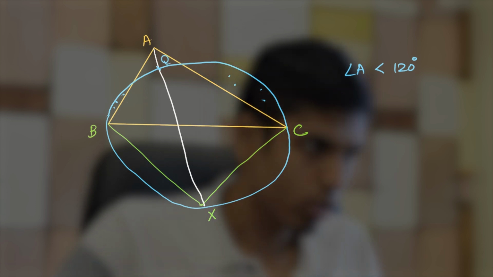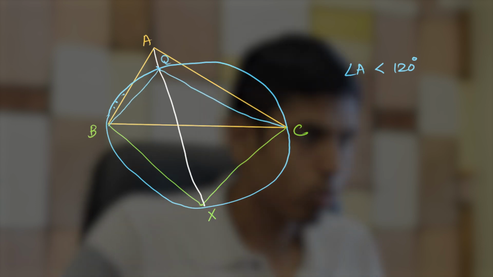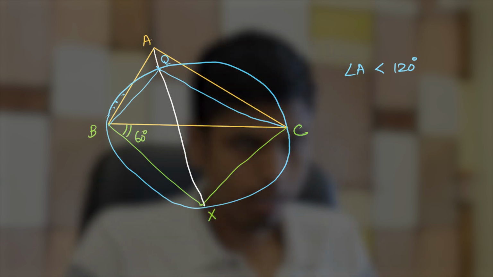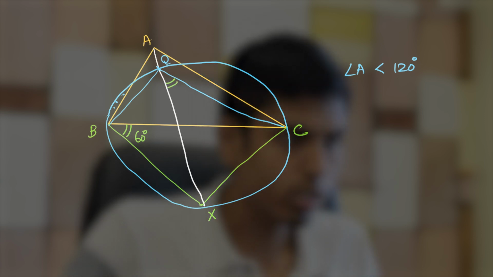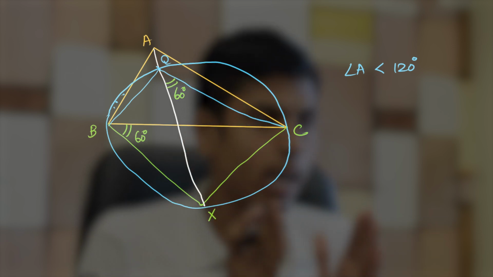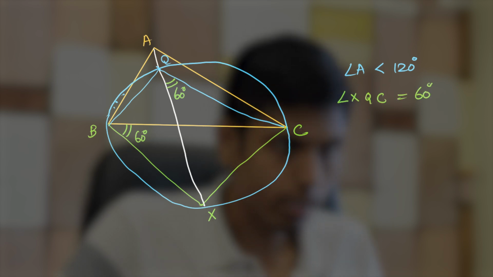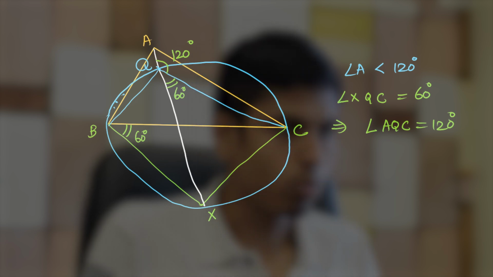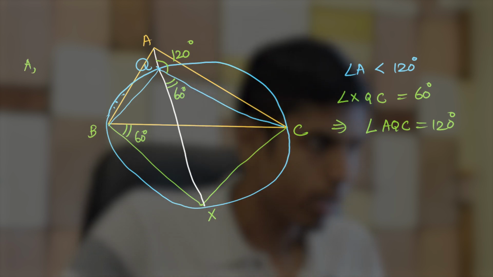Alright, let's join QB and QC. Notice that angle XBC is 60 degrees and by the inscribed angle theorem, angle XQC is also 60 degrees. So we know that this is going to be the configuration and hence B and Q lie on the same side of the chord CX. So angle XQC is also 60 degrees. That implies angle AQC is 120 degrees. So let's consider the angle AQC. This is also 120 degrees. Now notice that the points A, Q, C and Y are concyclic.